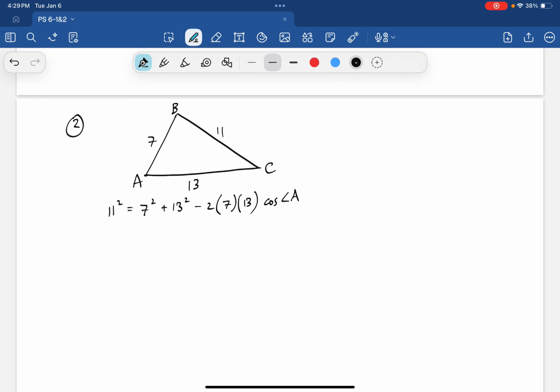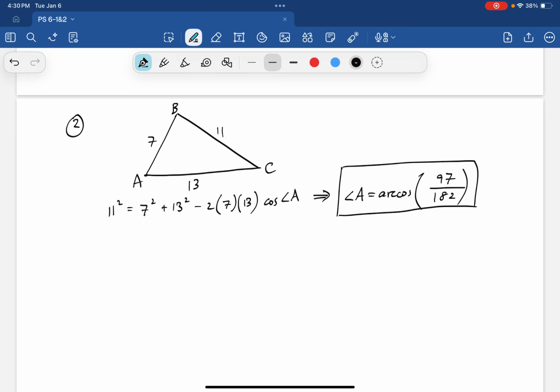So that means cosine A, angle A equals arc cosine of 97 over 182. Should probably check that with the calculator.